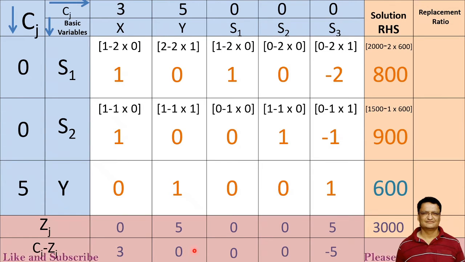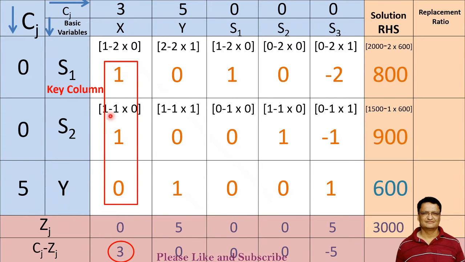Now we have to look at this Cj minus Zj row, and if anything is positive in this row, that gives us an opportunity to improve the profit. Here I get a 3 as a positive value, so this particular column is of importance for me, and I call it the key column. The importance of this column is that this x will now be the entering variable. Now I have to decide what will be the departing variable, and I decide that with the help of the replacement ratio. So how do I calculate the replacement ratio?